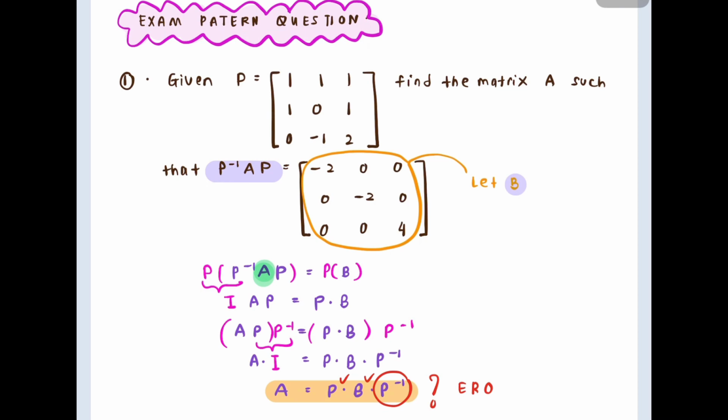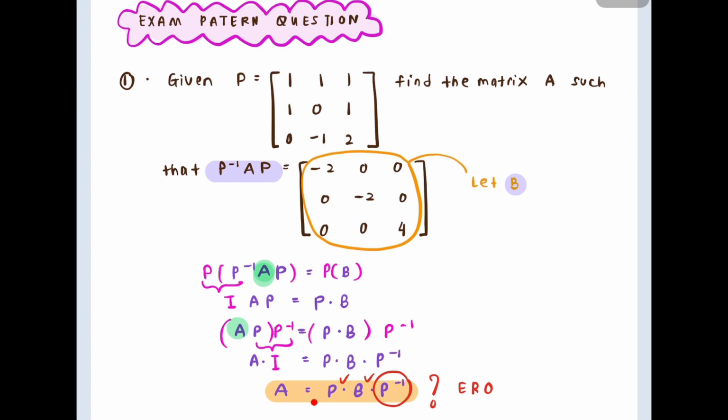Next, in order to find this A here, our next agenda is to get rid of this P. So let's multiply this with P inverse on our right hand side. So now P times P inverse is equal to I. And then for this part here, just write it back. And then finally, A times I is just equal to A.